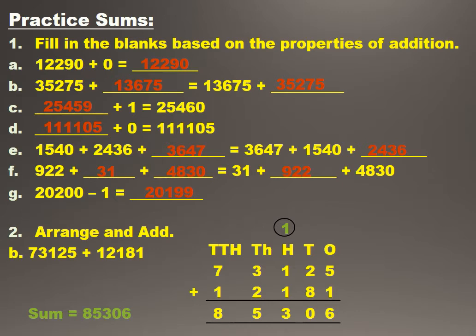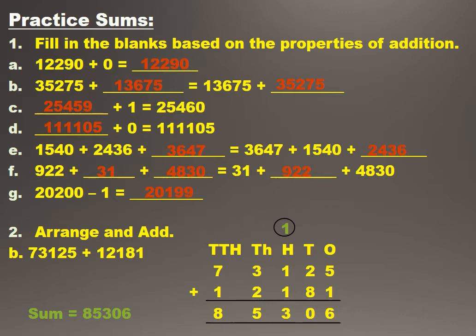Question 1, fill in the blanks based on properties of addition. A part, 12,290 plus 0. That gives you what? Yes, the number itself, because this is the property: when we add 0 to any number, that results in the same number. So 12,290 plus 0 is equal to 12,290.